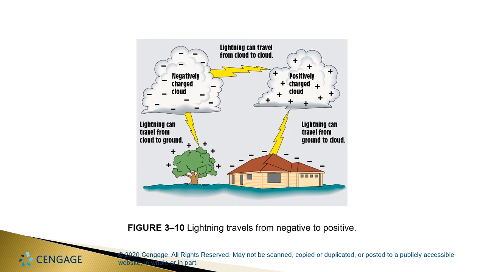If you get enough of a potential, you're going to have an arc, right? That can be potential between clouds, or it can be between a negatively charged cloud and a positively charged ground, or the negatively charged ground and a positively charged cloud. You'll notice, though, it'll always travel from the negative to the positive, whether that's from cloud to cloud or from cloud down to tree, etc.